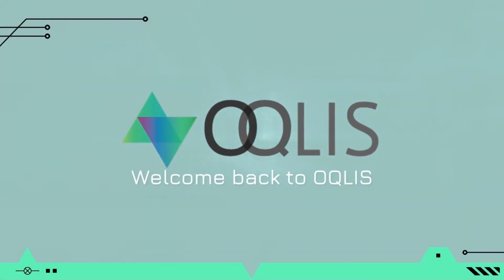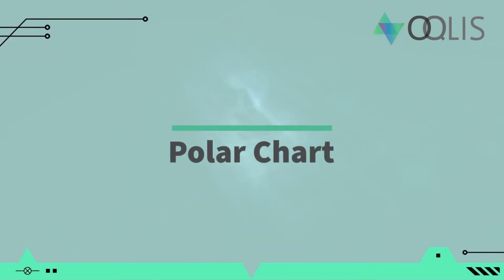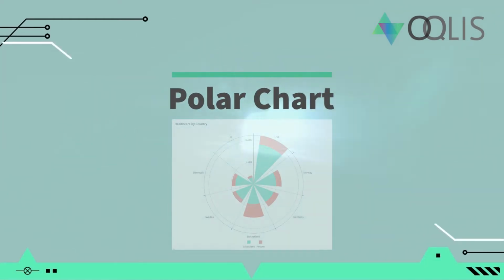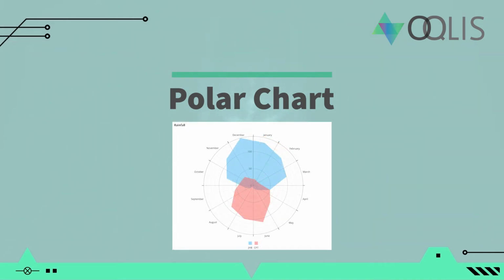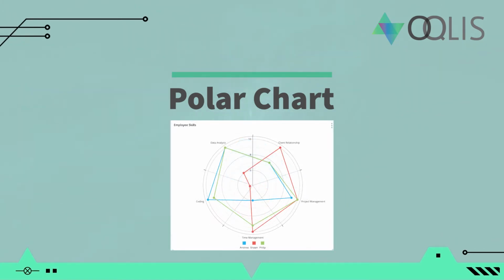Today we are going to be investigating how to create a polar chart in OQLIS. Polar or radar charts are a form of graph that allows a visual comparison between several quantitative or qualitative aspects of a situation. This type of chart is a great way of displaying three or more variables on a two-dimensional chart. Polar charts can help you create visually appealing and insightful dashboards.